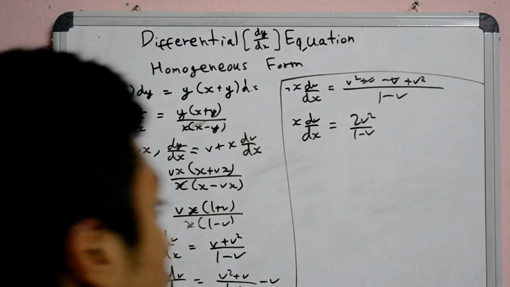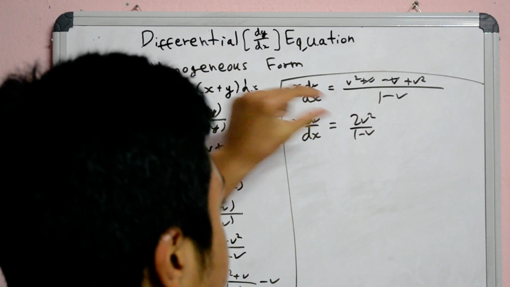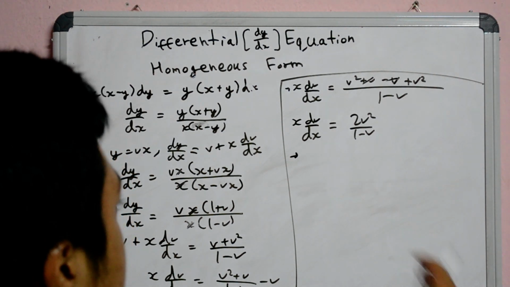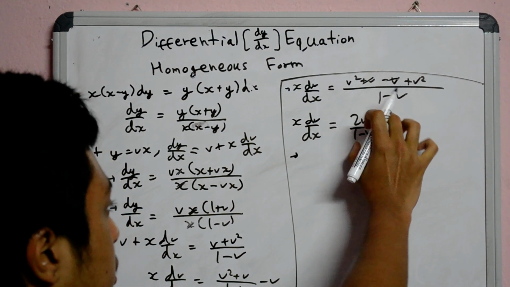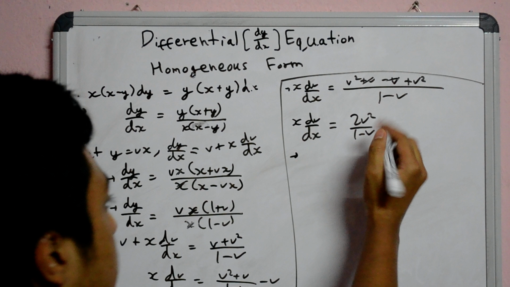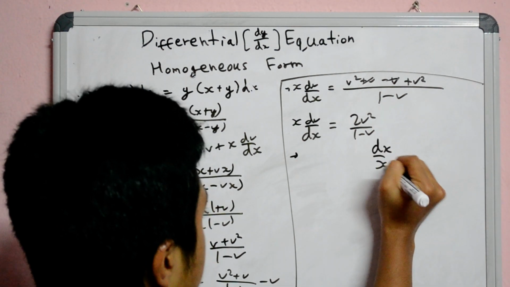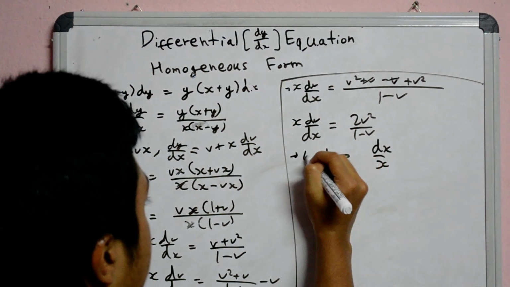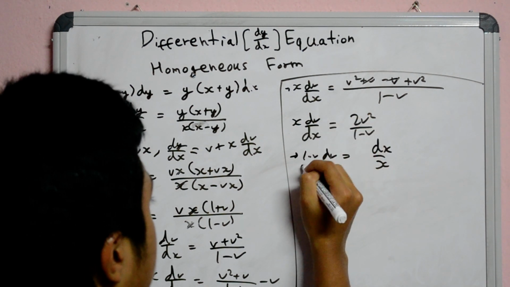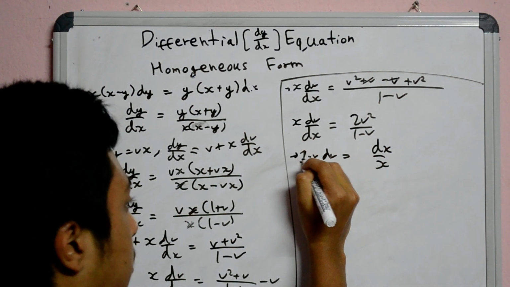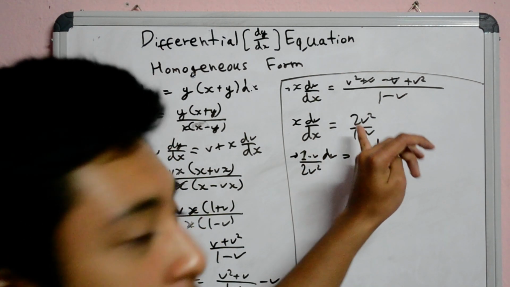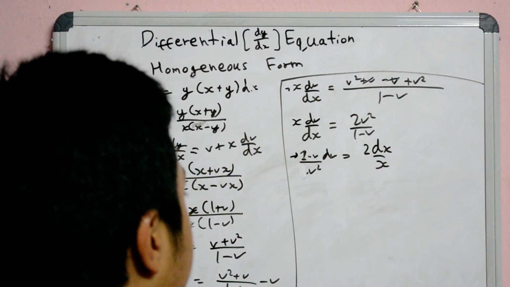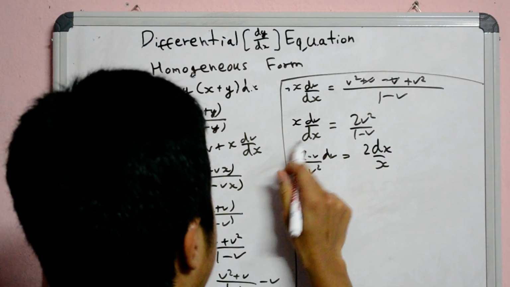Now we have to put the function of v with dv and the function of x with dx. So what we can do is put the v function over there, dx over here and x over here. So we get dx/x equals dv (1 minus v)/(2v square). But we can actually leave the 2 just here because it is just a constant, so we can write 2 over here. Now let's integrate both sides.